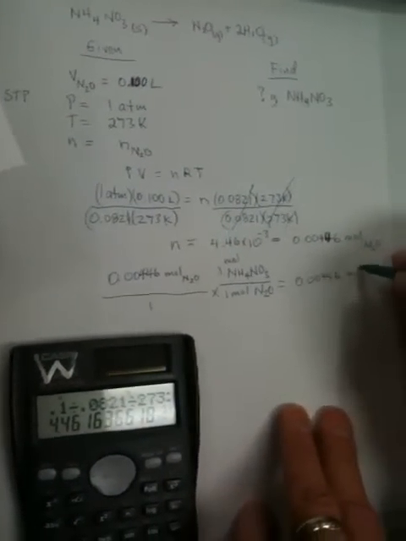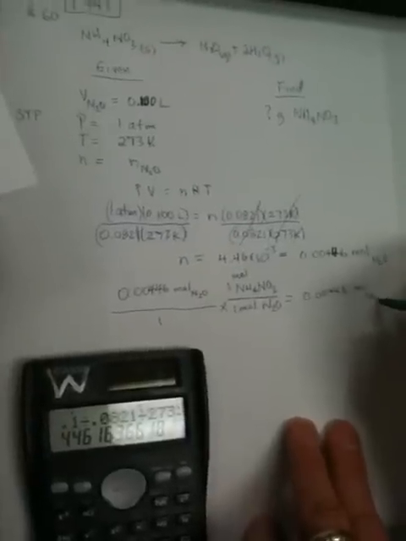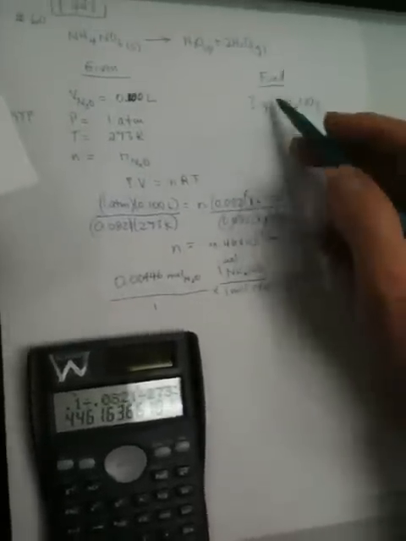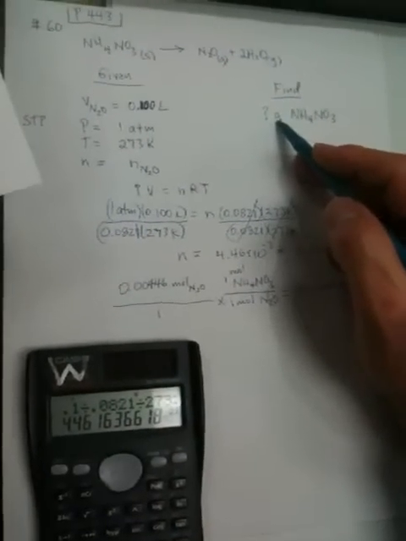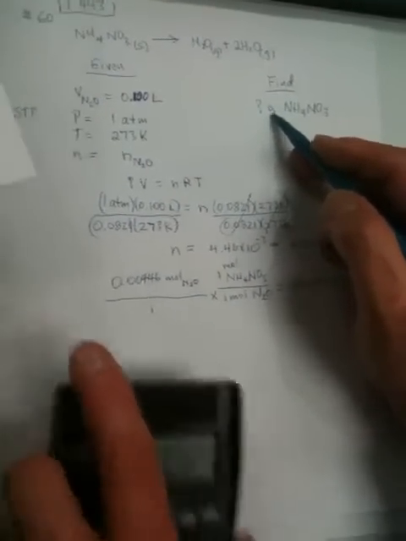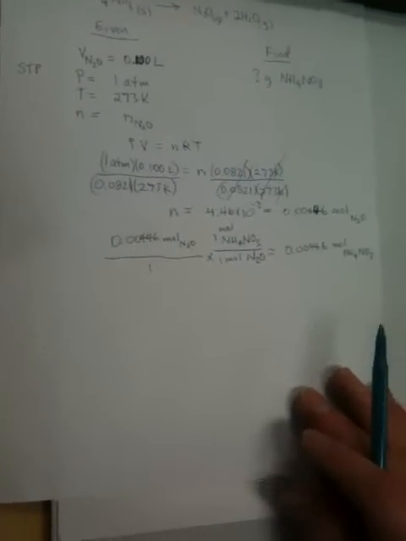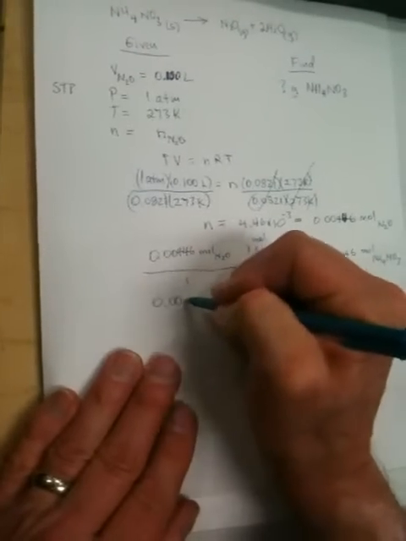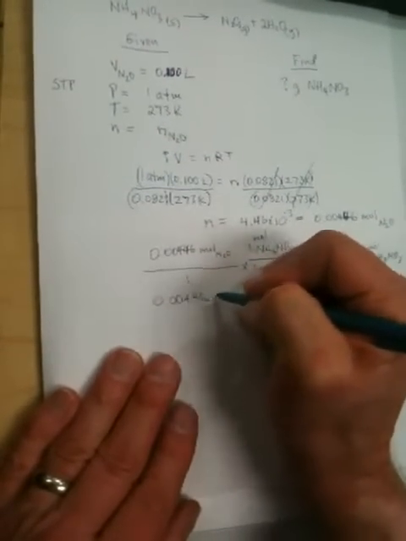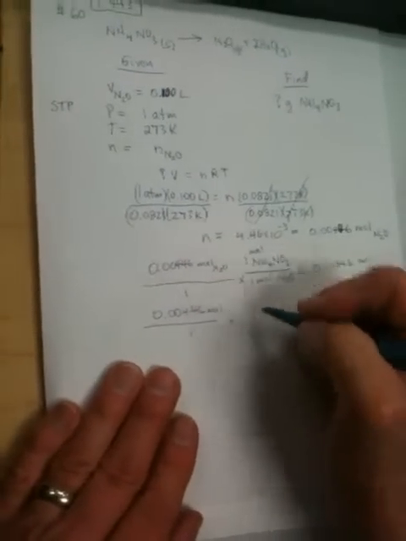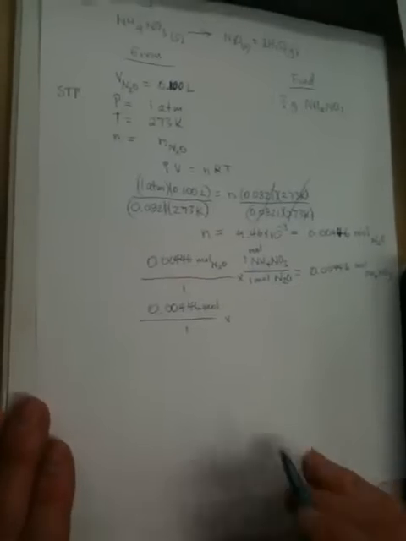And this is moles of NH4NO3. Now, we were not asked to find moles. We were asked to find grams. Oh, darn. So, we got one more calculation to do. Yeah, this little guy's a stinker, isn't he? 0.00446 moles over 1, times the molar mass of ammonium nitrate.